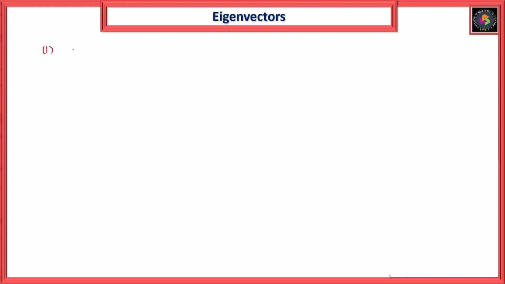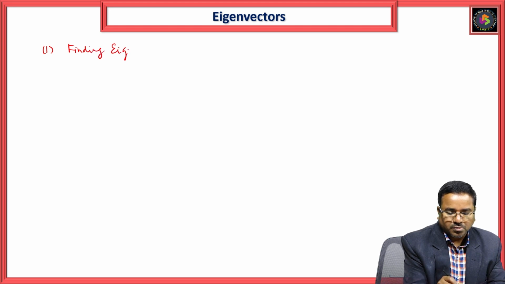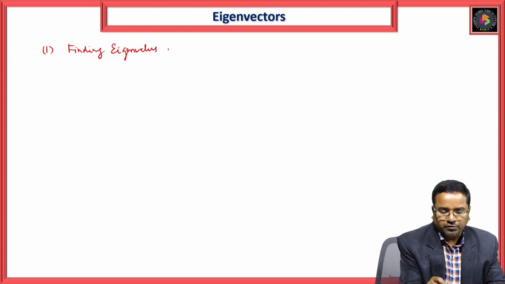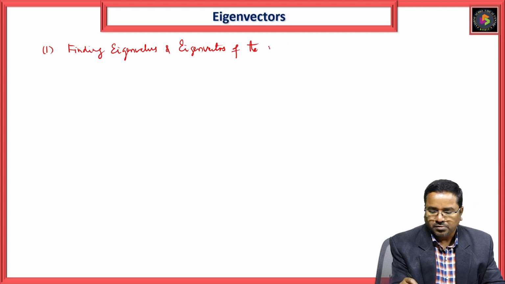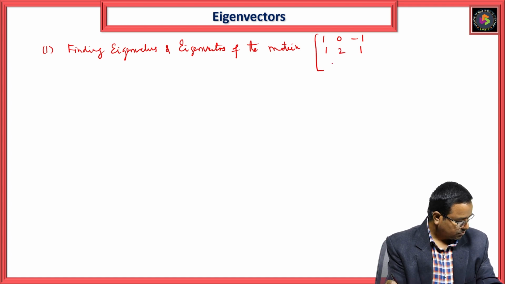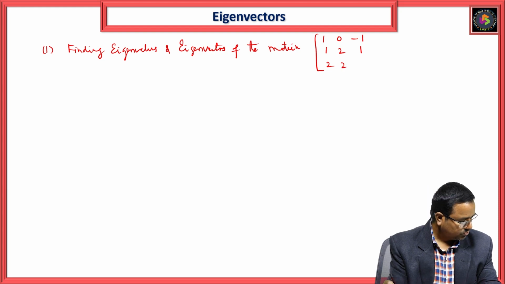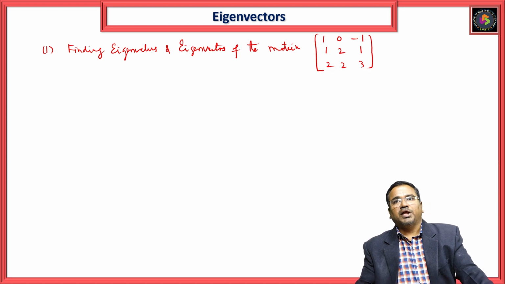Find the eigenvalues and eigenvectors of the matrix. The matrix has first row 1, 0, minus 1, second row 1, 2, 1, and third row 2, 2, 3. So this is the matrix. Now you have to find the eigenvalues and eigenvectors of this matrix.